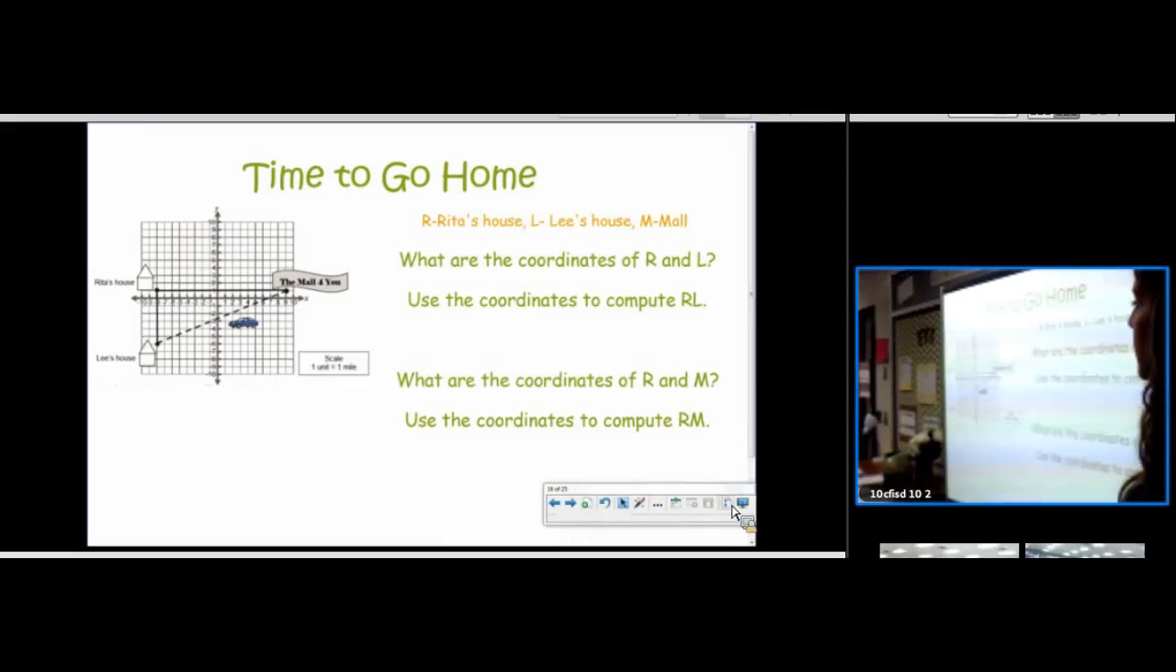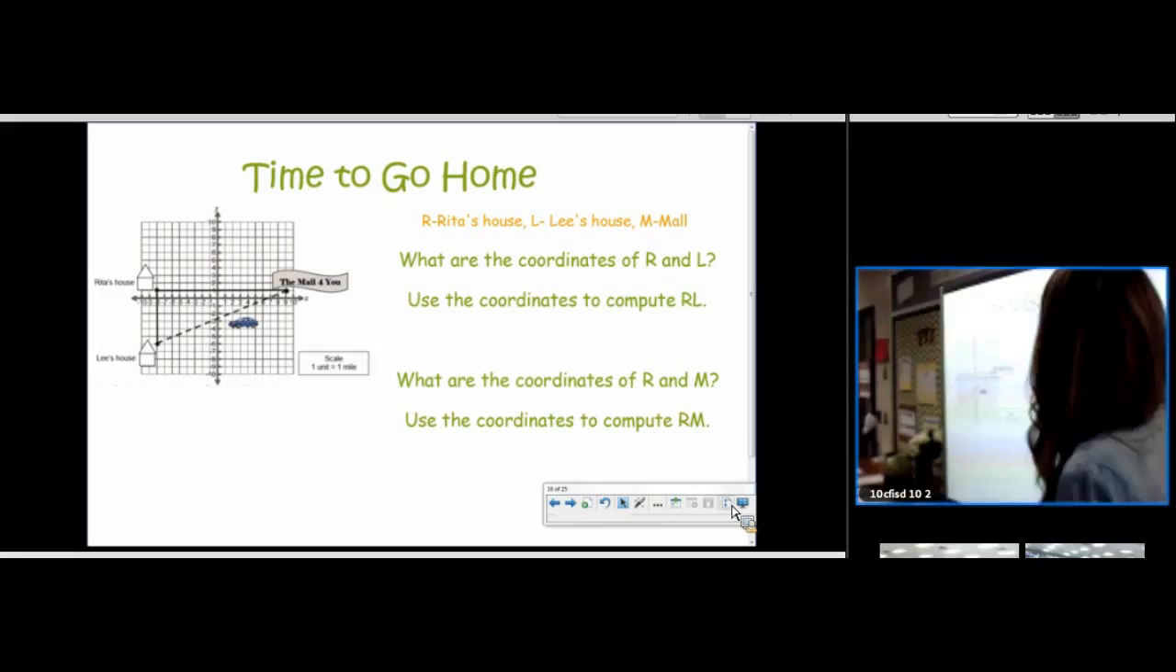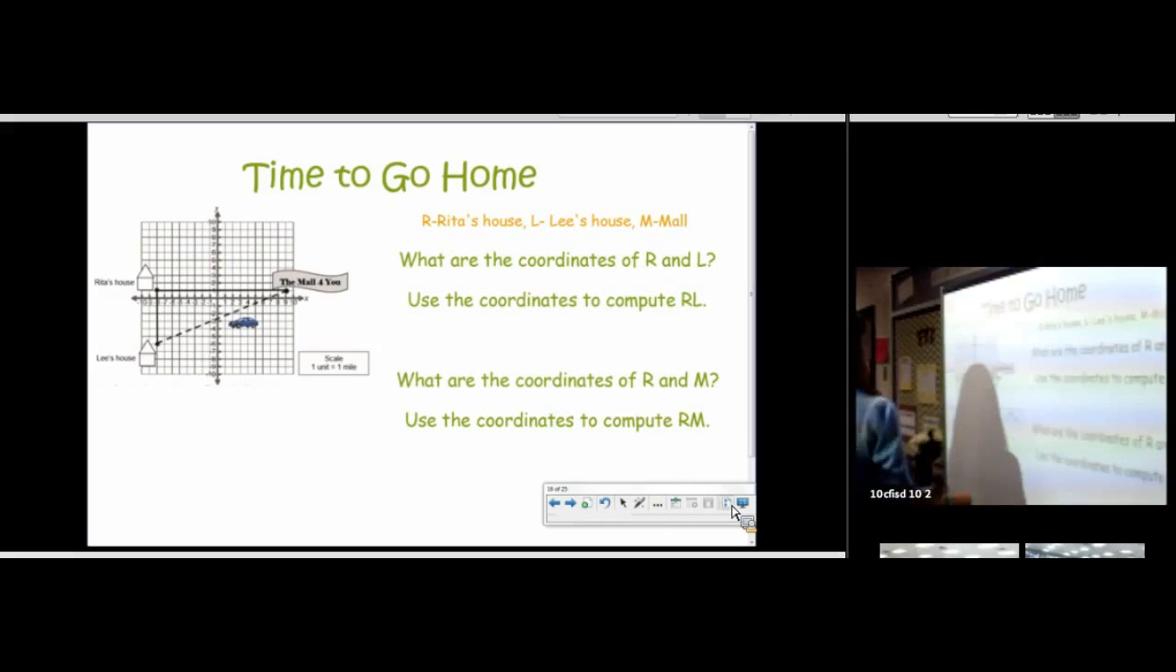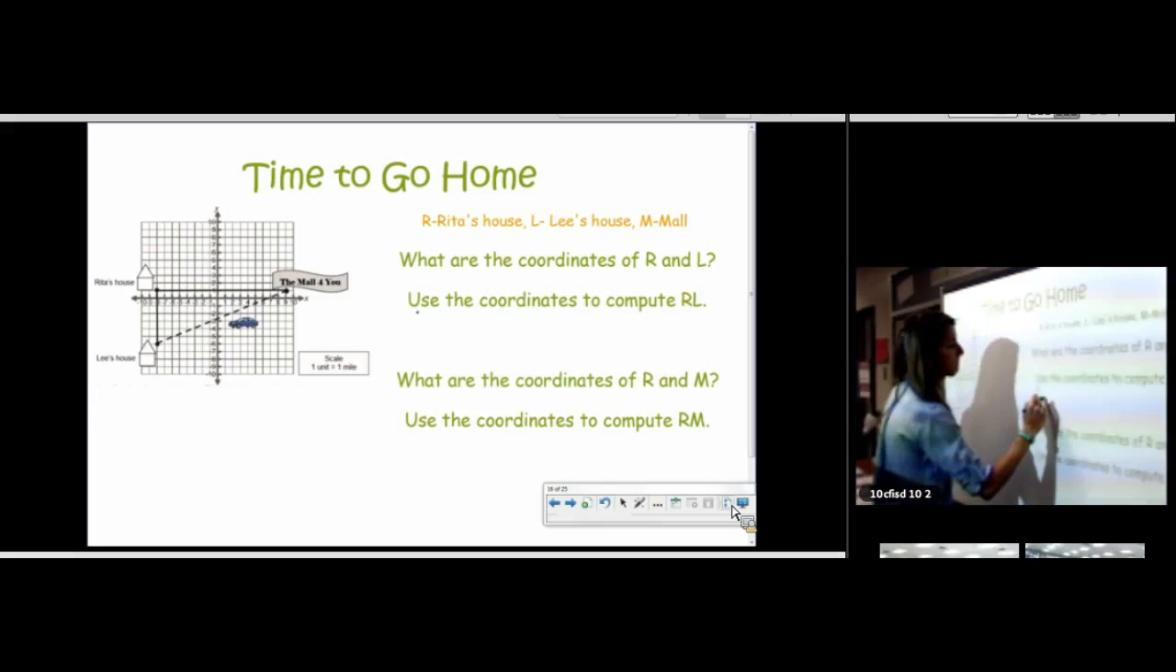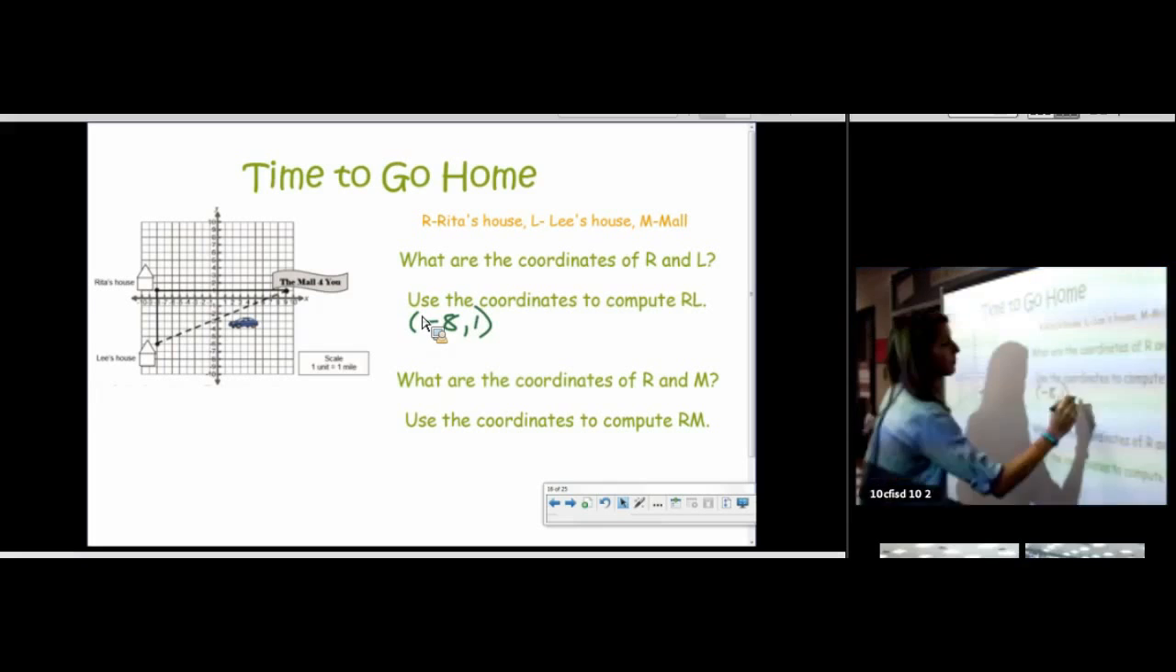what are the coordinates of R and L? Okay, so we need to write them down. What are the coordinates of R and L? So R is -8, 1. And L is -8, -6.